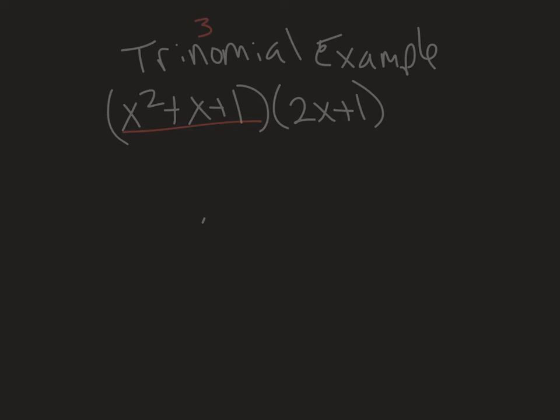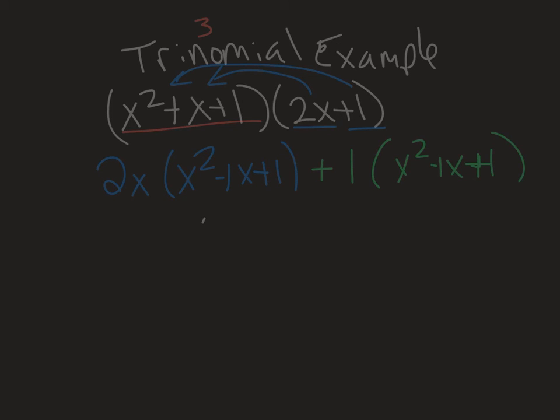So the whole idea is that I'm going to take 2x times this, and I'm going to take 1 times this. And then if I was multiplying two trinomials, then I would take each individual piece of one trinomial and multiply it times the whole other trinomial. So in essence, what I'll have is 2x times x squared plus x plus 1. And then I'm going to have another, so 1 times x squared plus x plus 1.